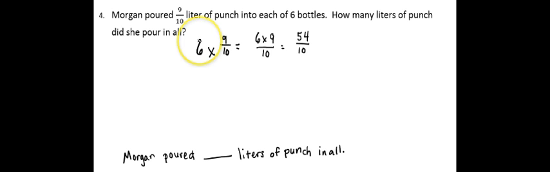54 tenths. I'll use the number bond to break it into a mixed numeral. I'm going to think of my multiples of 10 that get me closest to 54. That would be 50 tenths with 4 tenths left over. 50 tenths is the same as 5 wholes, and then I have 4 more tenths. And that's my final answer. Morgan poured 5 and 4/10 liters of punch in all.